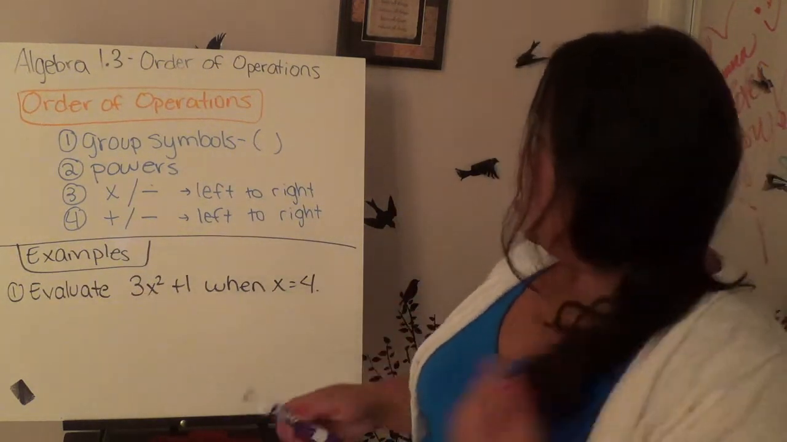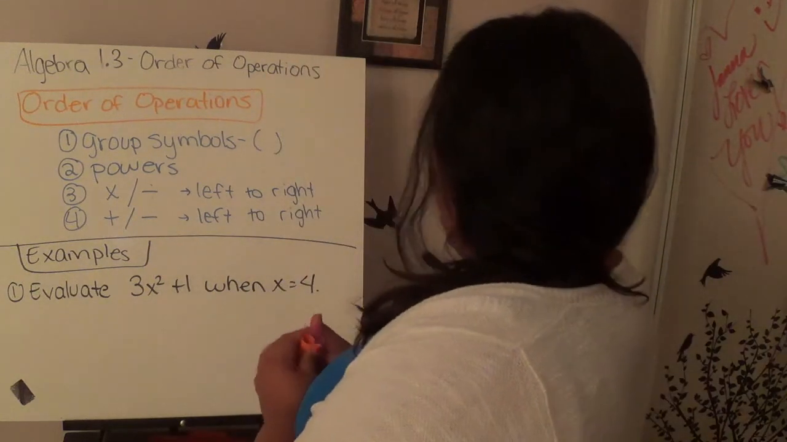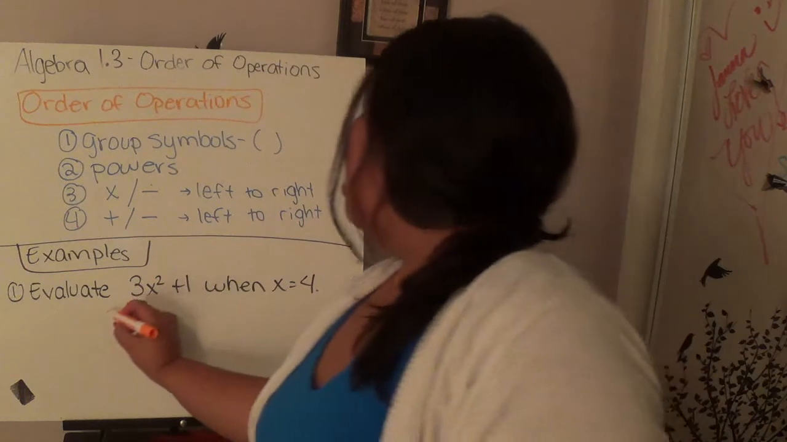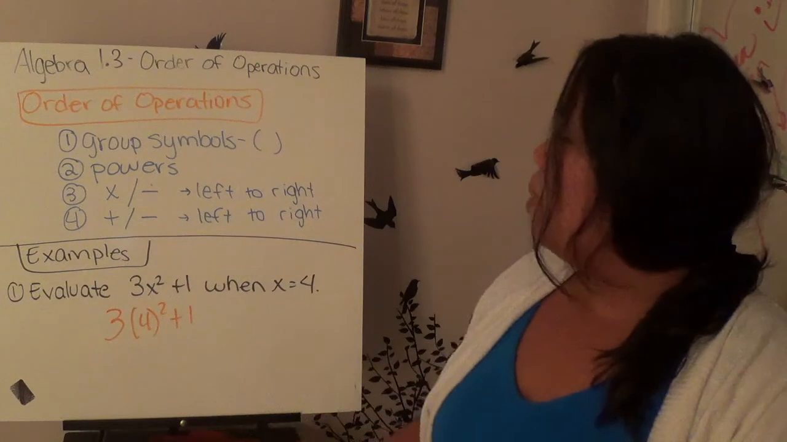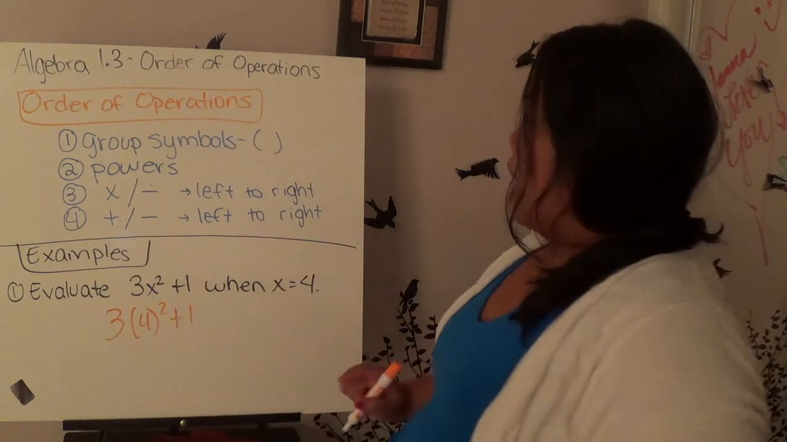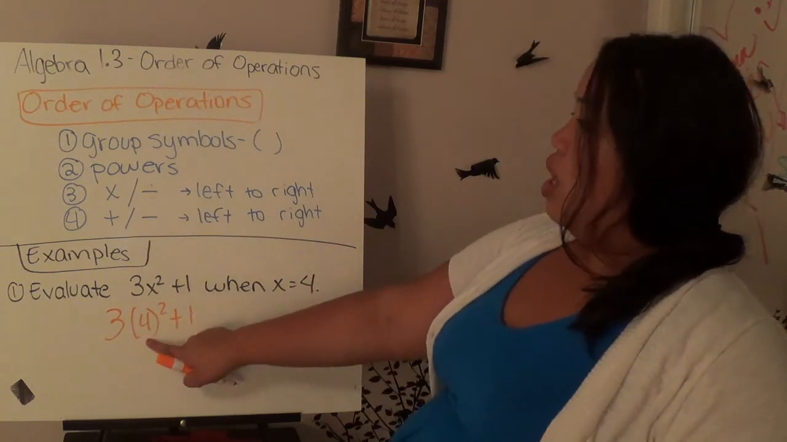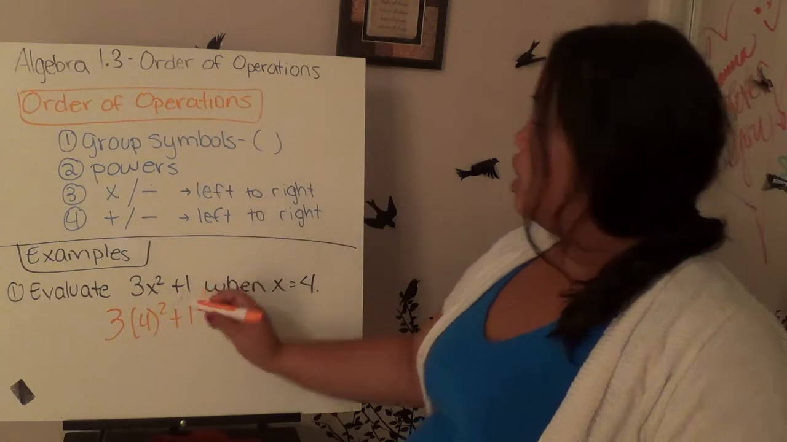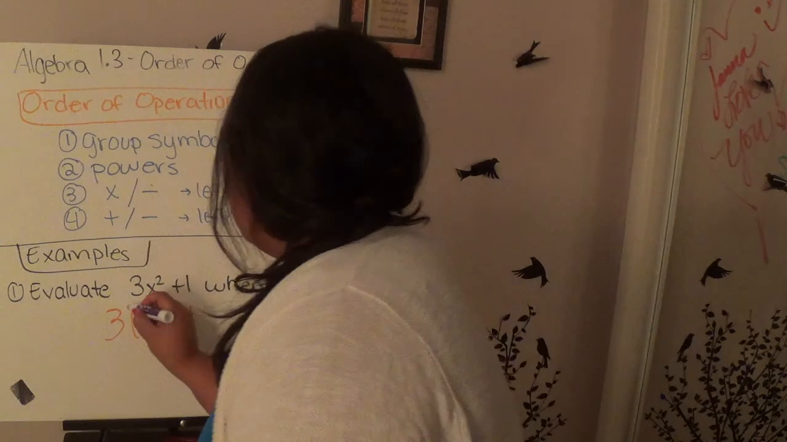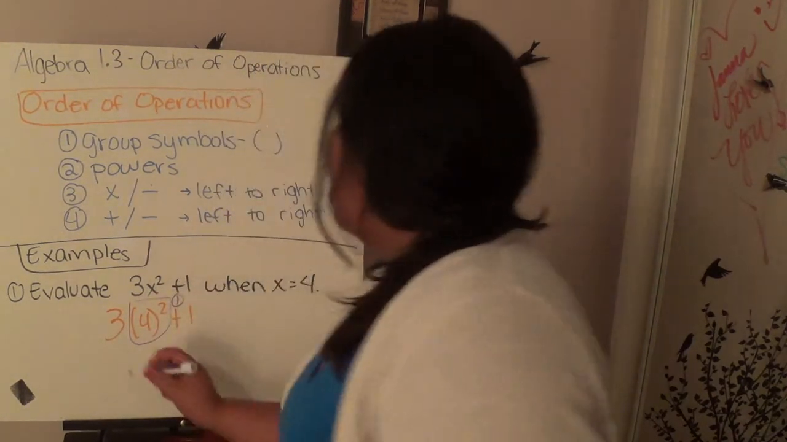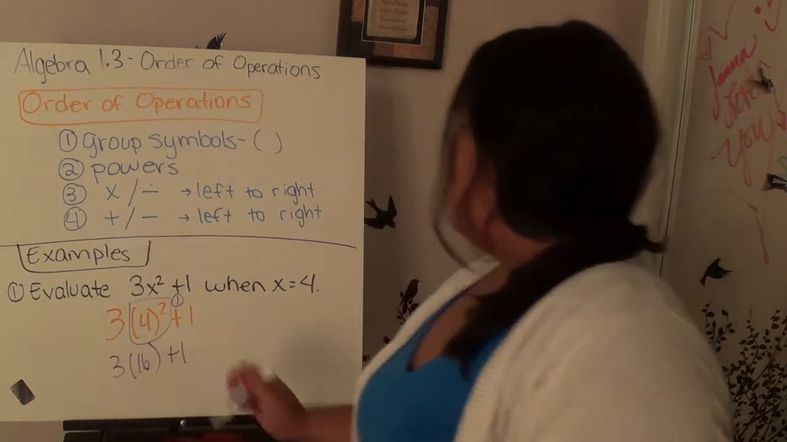For example, this says 3x squared plus 1. So let's solve this. Okay? It says when x equals 4. So I'm going to go ahead and plug in. So 3 times 4 squared plus 1. Now that squared only applies to the x. Okay? And it's basically telling me to first do what I need to do. Now I put this parentheses in, but it says here, we need grouping and powers symbols first. So this is telling me this goes first. Okay? So 4 times 4 is 16, plus 1.